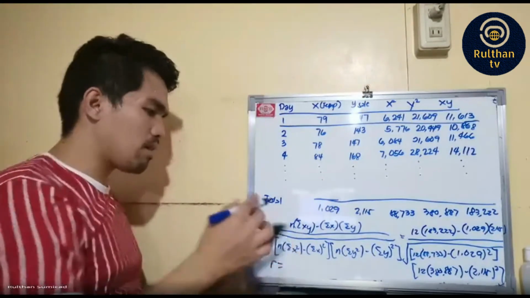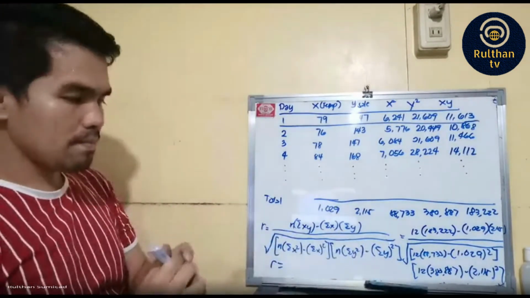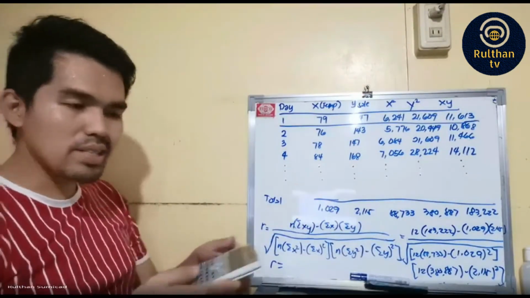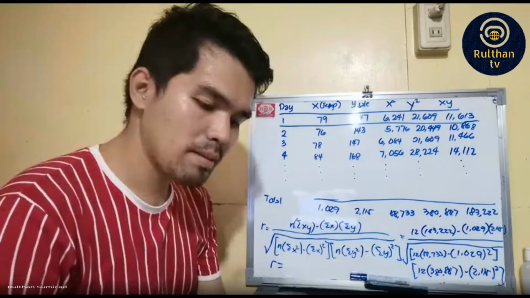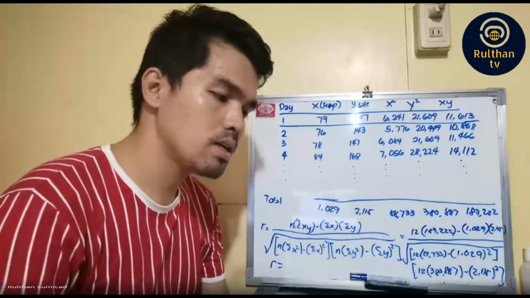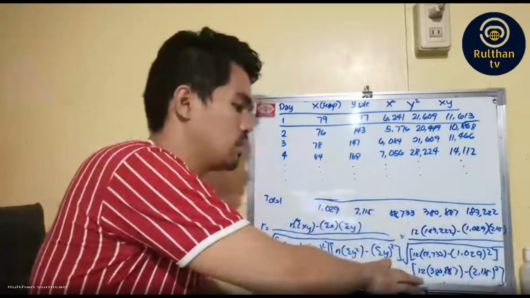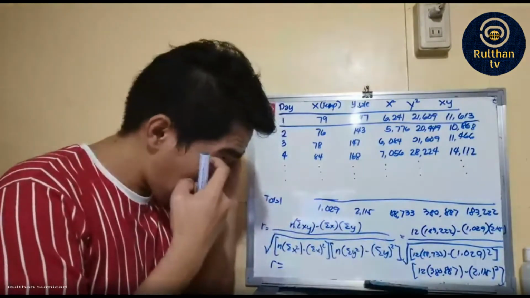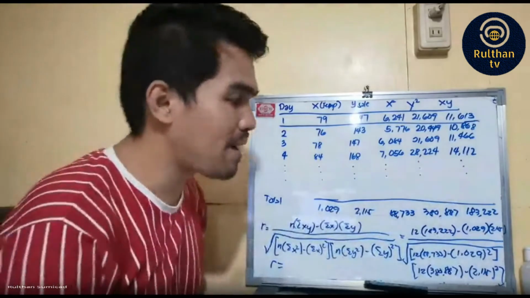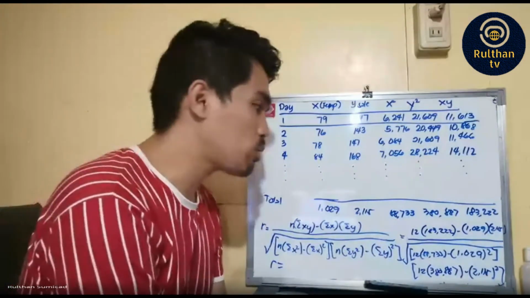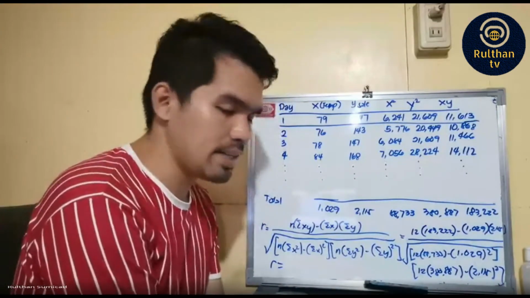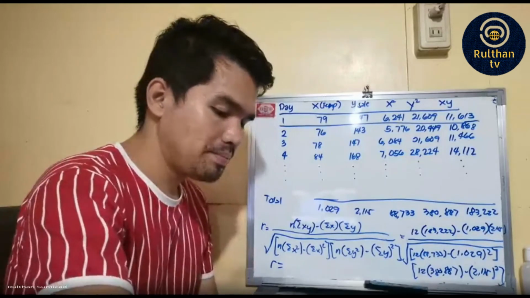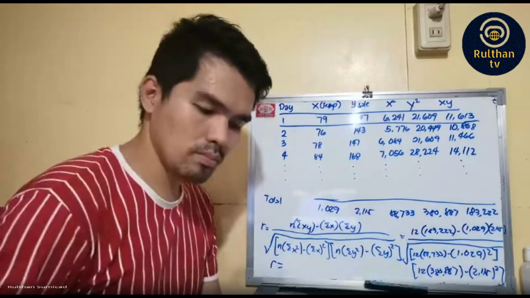R equals, come on, try to solve it using your calculator. What is your result? What is the R? You just round up the values once. So you have to put everything in your calculator and then round up the value once.